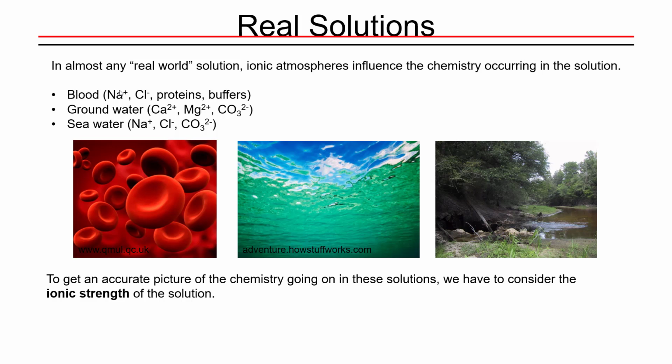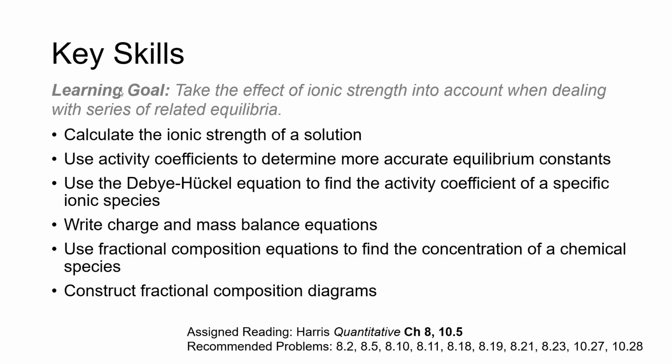So to get an accurate picture of the chemistry going on in most of the solutions we care about, be it blood, be it fresh or salt water, be it the tap water coming out of your faucet, we have to be aware of how these interrelated chemical equilibria and ionic strength effects influence the speciation of chemicals in a specific matrix. And so this discussion that we're about to have parallels all of chapter 8 in Harris, as well as one section of chapter 10, section 10.5.